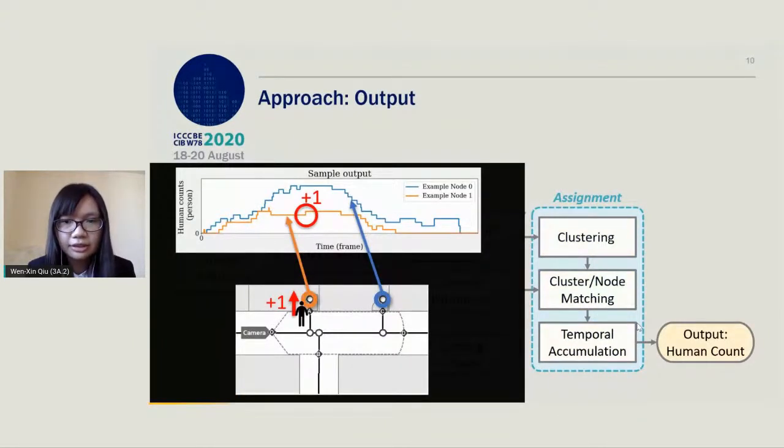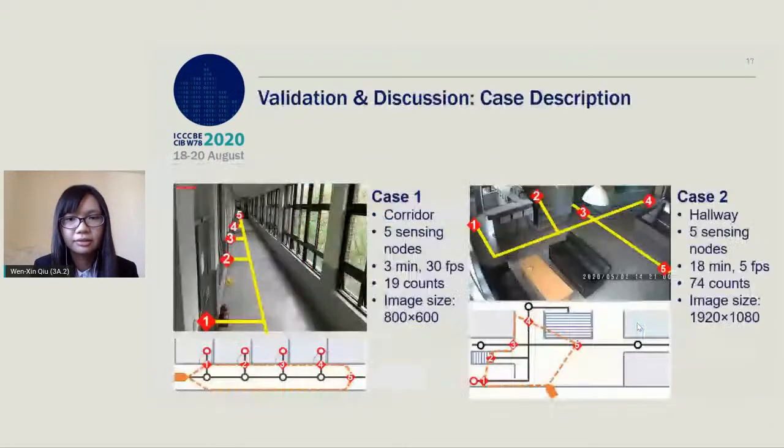The final output is shown as the graph on the upper left. When a human disappears from the sensing area of a camera, it means that the human enters the adjacent room, so we +1 on the record. And if a human is leaving the adjacent room, it will show up on the image, so we -1.